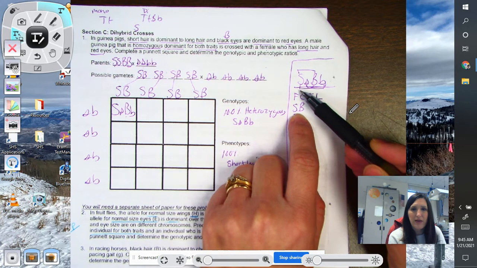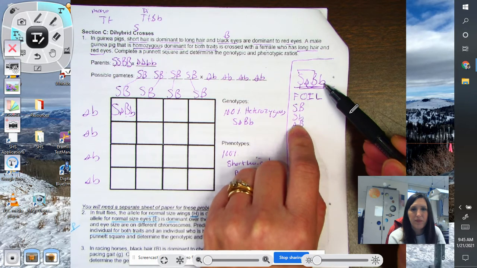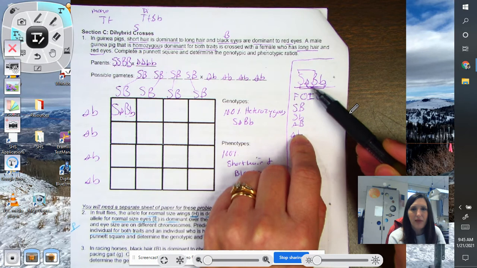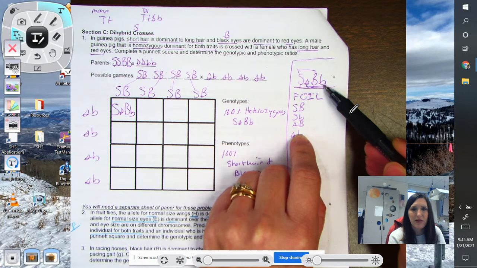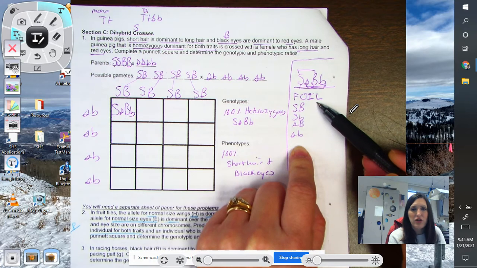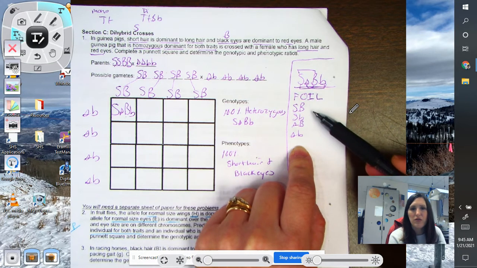Outside, so the big S and little b gamete. Inside, little s and big B. And last, little s and little b. Okay. Foiling just makes sure that I've got all the possible gametes that could come from this parent, from those traits. So it just makes me make sure that I've got them all. And that's a more fun one to do.